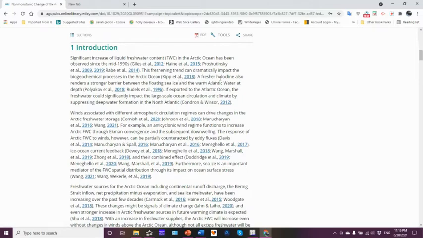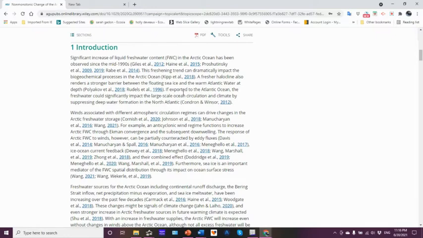Ocean. A fresher halocline, that means lower salinity, and a halocline is a drastic change in the salinity, also renders a stronger barrier between the floating sea ice and the warm Atlantic water at depth. That's kind of what I was just trying to describe here. You have the infusion of the North Atlantic water underneath basically extremely reduced salinities.